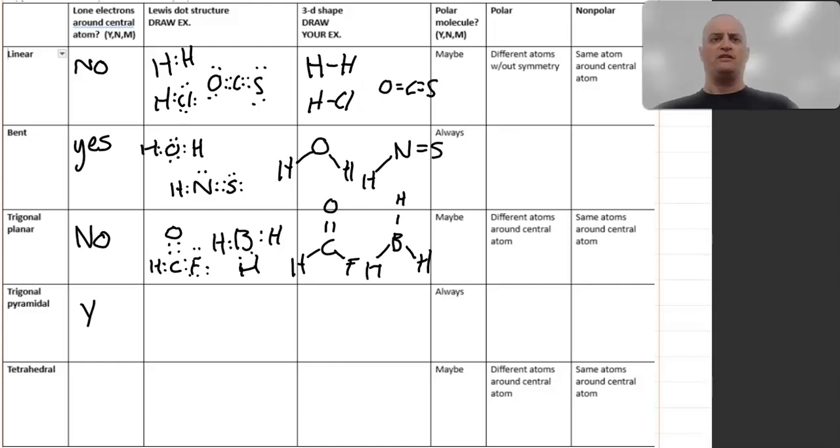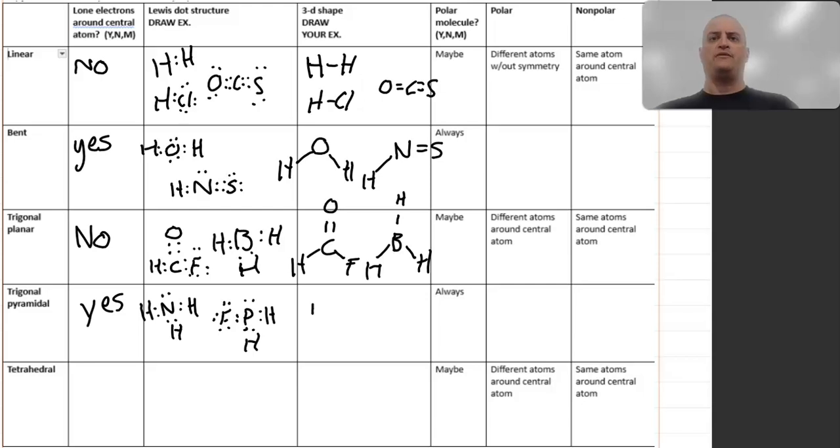Trigonal pyramidal, yes, it's got lone electrons around the central atom. Ammonia, a very common one that's utilized. And something a little more complicated with phosphorus in the middle as the central atom, maybe with a fluorine needing its valence electrons. So this is where we're going to use the diagrams with the different structures here.